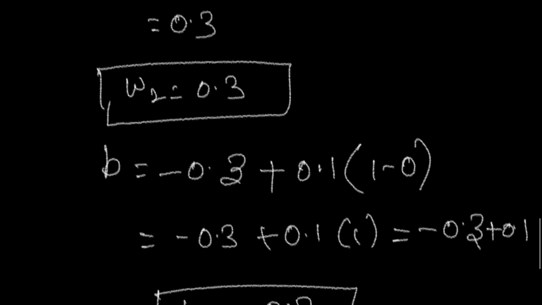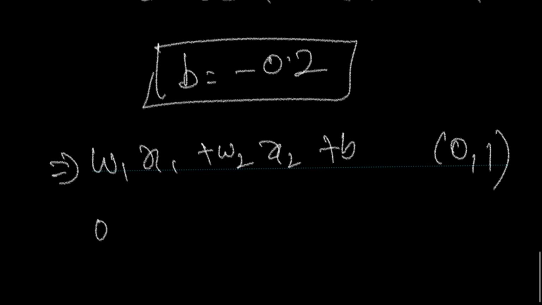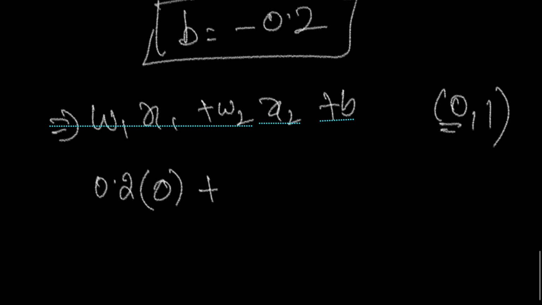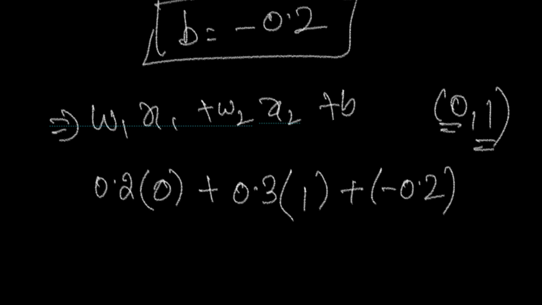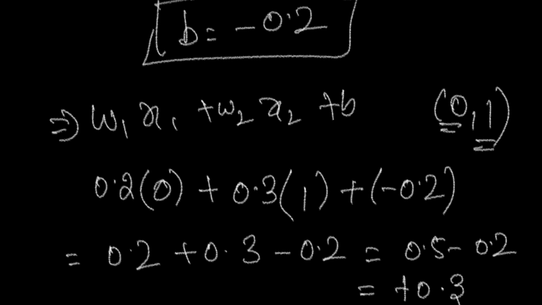Now we have adjusted the weights. What is the new weight we have in W1? It is 0.2, so we apply 0.2 into 0, which is x1, plus the new weight W2, 0.3, into x2, which is 1, plus minus 0.2. So 0.2 plus 0.3 minus 0.2: we have 0.5 minus 0.2, which is positive 0.3. Right, the answer is 0.3, so it is positive.